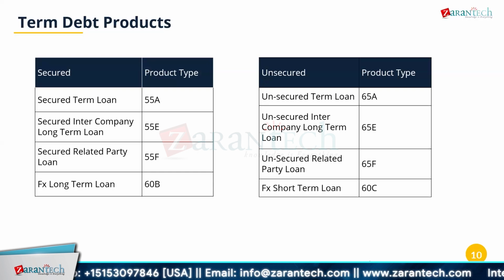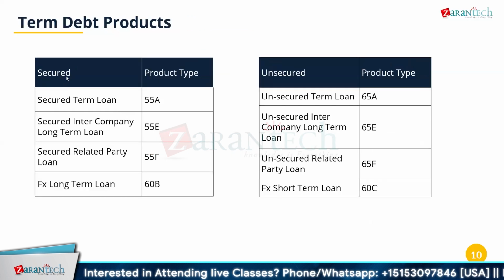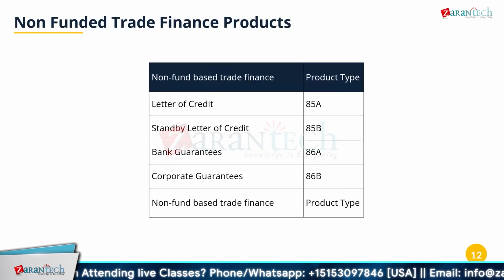So it's a different type of products. I have also covered here more such products: financing, ARC, short-term loan, intercompany loan, related party loan, packing credit. So the concepts remain very similar. Maybe financing and loan concepts will be slightly different, but what we're trying to show is that there are different types of product. This is all working capital or debt products. Similarly, we have different types of product for LC, BG, etc.